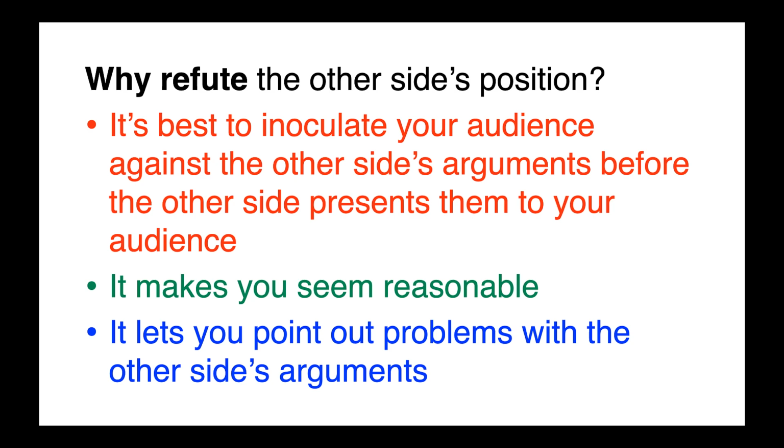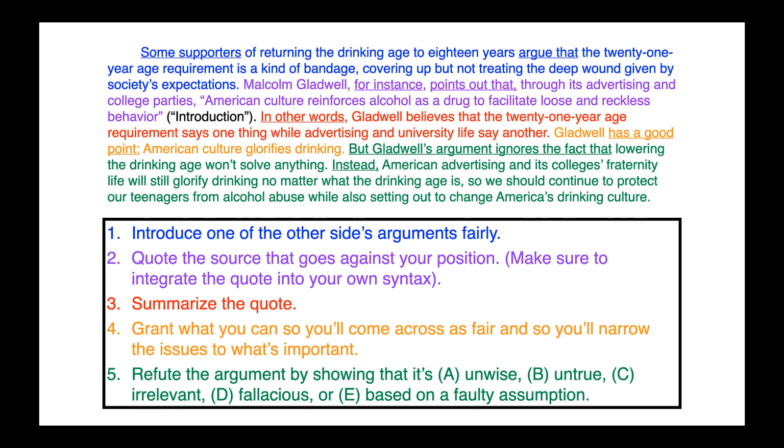That's really important. A refutation has a particular structure. It's a flexible structure, but these 5 elements are in there somewhere. The first is to introduce one of the other side's arguments fairly, and we see this here in my argument to keep the drinking age at 21. I make a refutation against my opponent who claims that the drinking age should be reduced to 18.